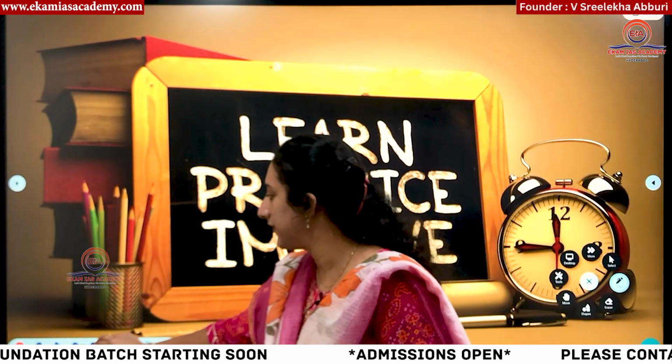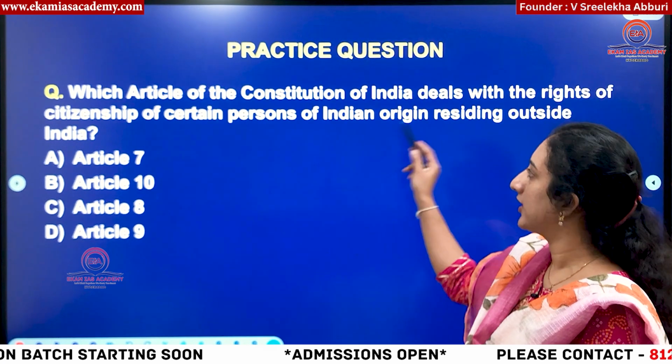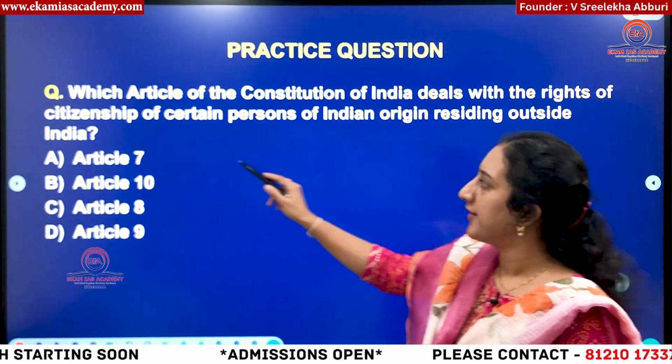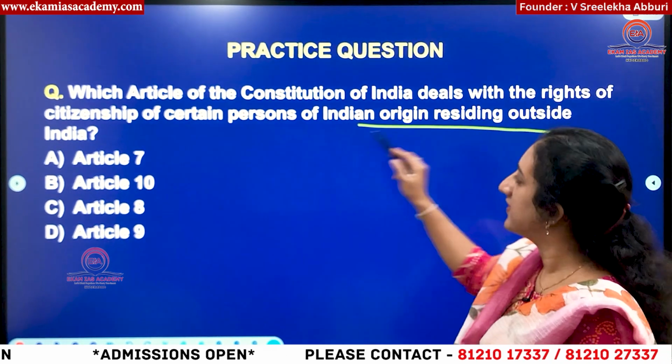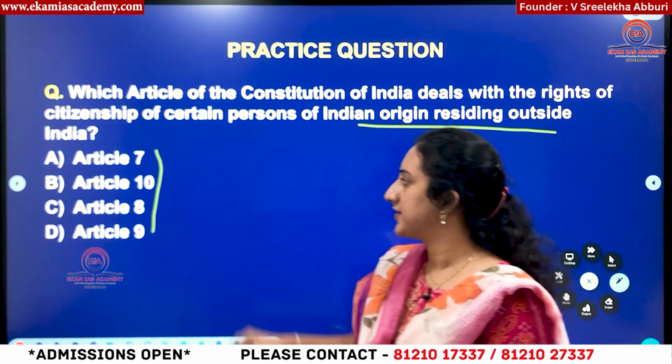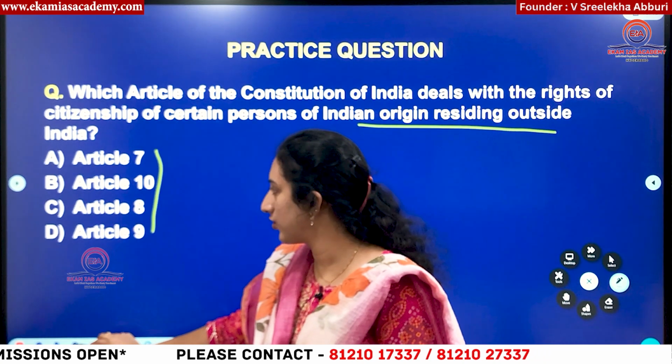And now it's time for a practice question. Which article of the Constitution of India deals with the rights of citizenship of certain persons of Indian origin residing outside? So what is the answer among these articles? Answer in the comment section.